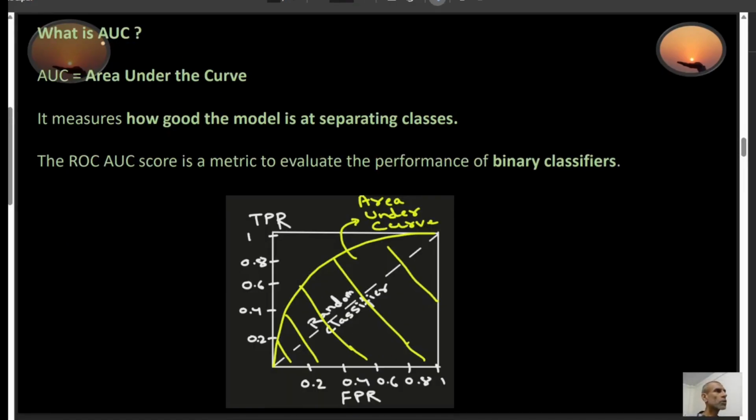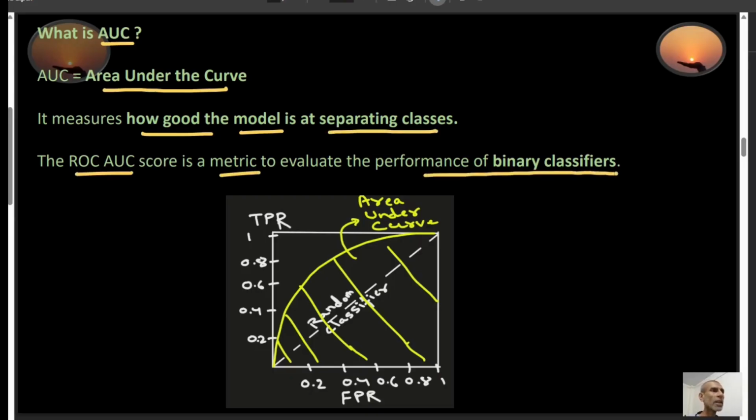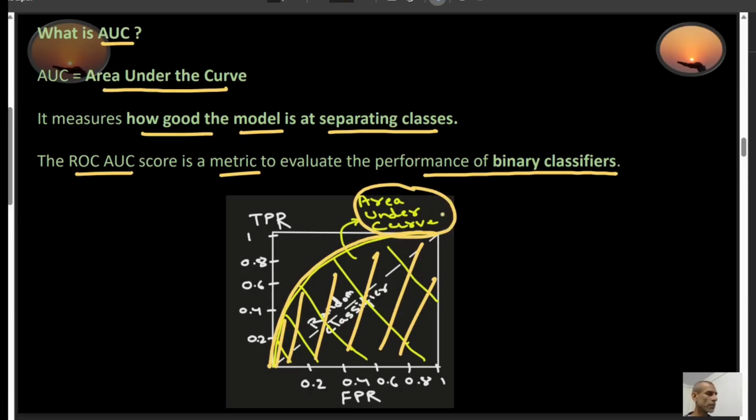And now AUC. AUC means area under the curve. It measures how good your binary classifier model is at separating classes. Now, the ROC AUC score is a metric. It is used to evaluate the performance of your binary classifier. So, let's say this is your ROC curve right here. Your AUC would be this area right here. So, the area under the curve, that is called AUC.